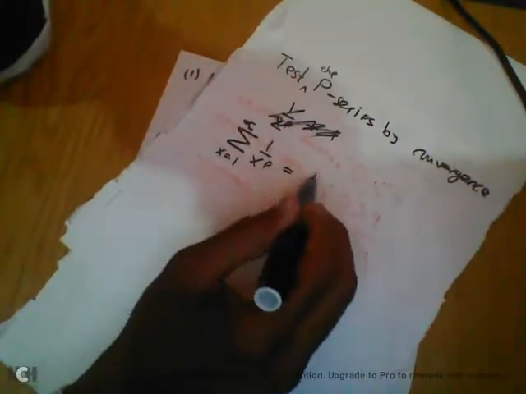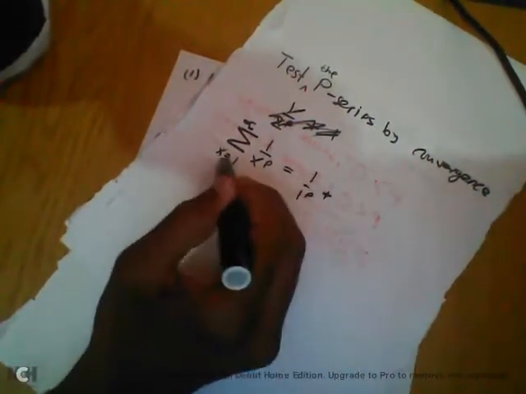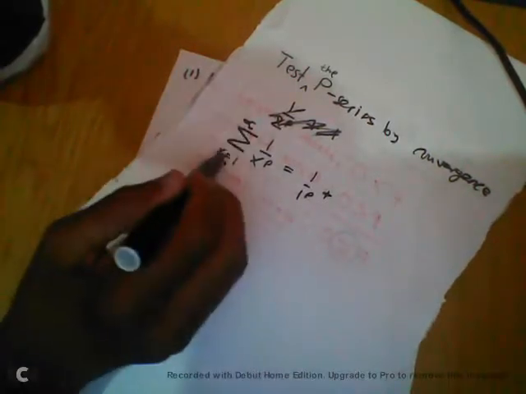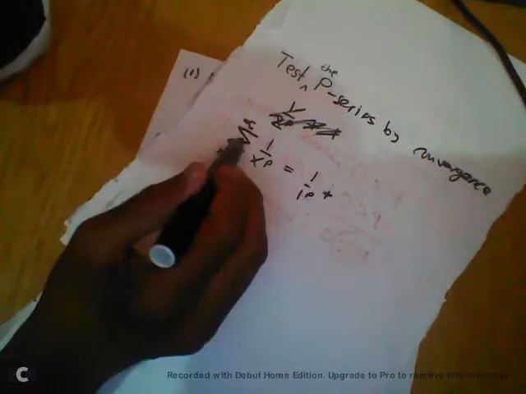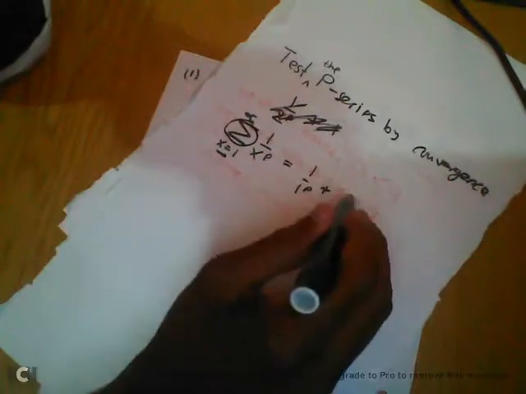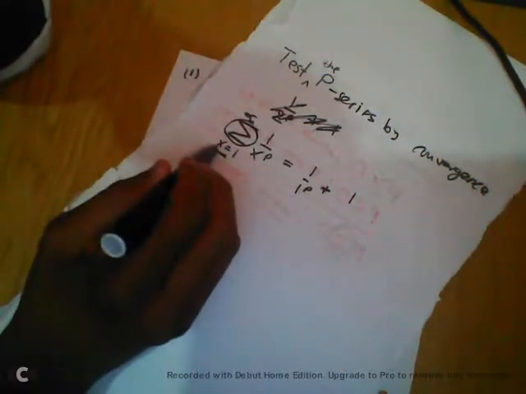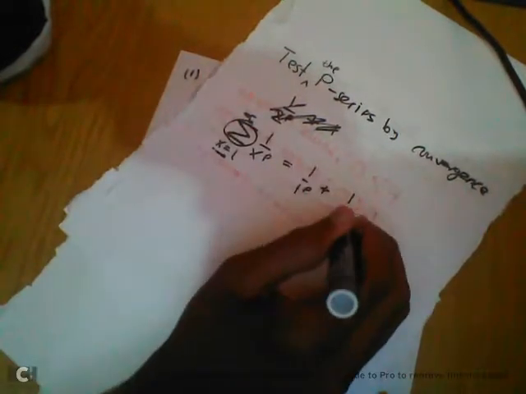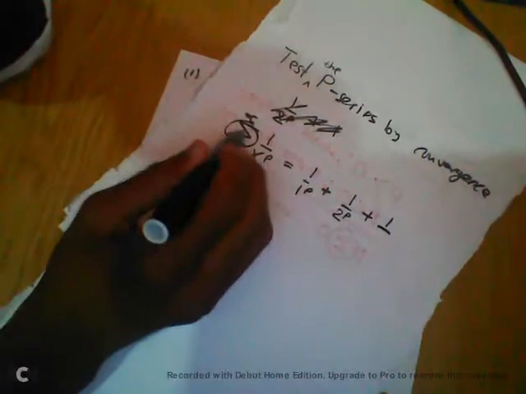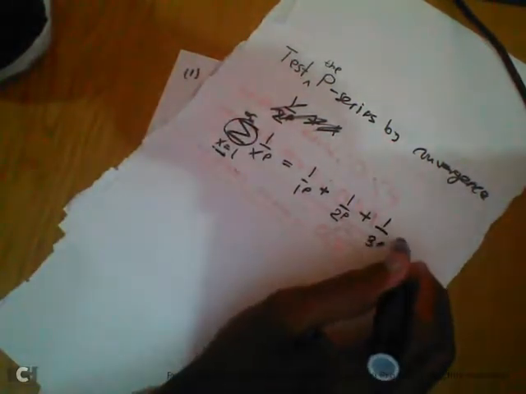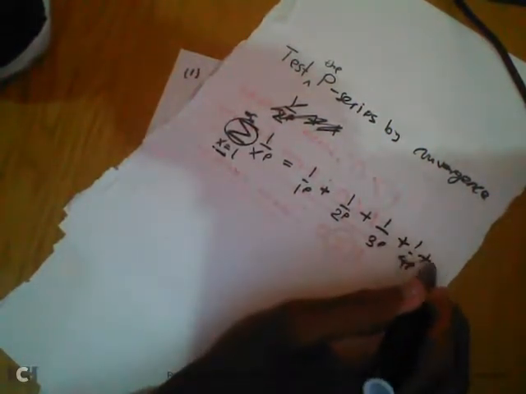If I plug it in, it has to be 1 over 1 power p, plus, now we increase the value of x because we add the numbers from 1. So x is now going to be 2, because we increase x from 1 to infinity. So 1 over 2 power p, plus 1 over 3 power p, plus 1 over 4 power p, and so on.